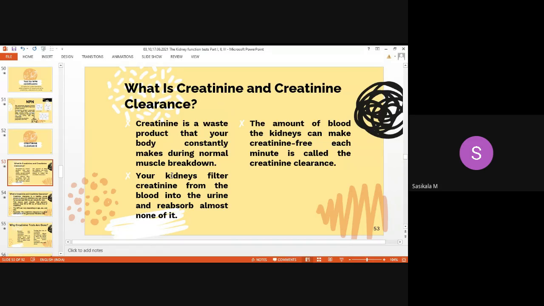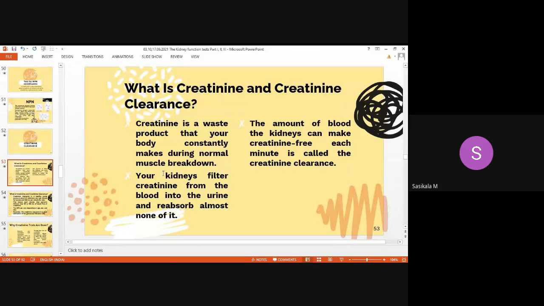Then your kidneys filter creatinine from the blood, where it gets filtered in the glomerulus. Okay, it is filtered into Bowman's capsule, right? So your kidneys filter creatinine from the blood into the urine and reabsorb almost none of it. So no creatinine is reabsorbed; it is filtered from the blood and excreted in the urine. It is not reabsorbed back. That's why creatinine level is very low, right?